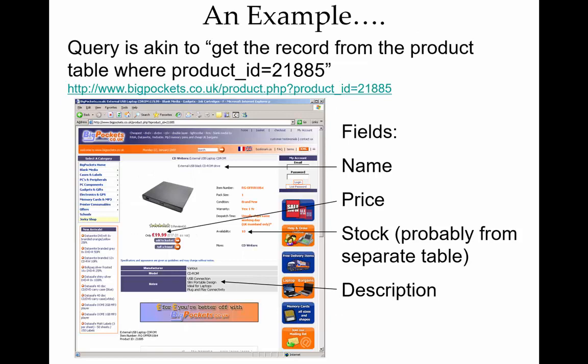So here's a typical example. This is a typical website selling a product, and basically everything on this web page is actually coming from a database. Look here, it's called product.php. Product ID is 21885, so the code will basically ask the database, what's the product 21885? And the database will then give you the name, the price, the stock levels, a description of the item. So every single thing you see on this web page comes from a database. And if I just put another product ID in, I'll just get a completely different item being displayed.